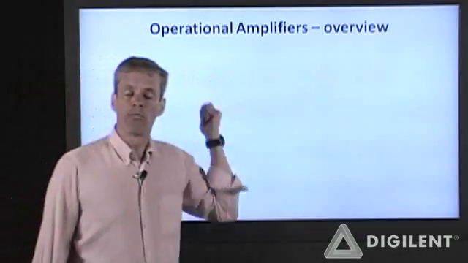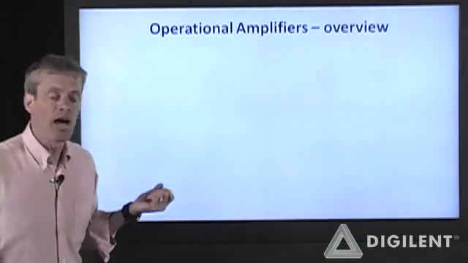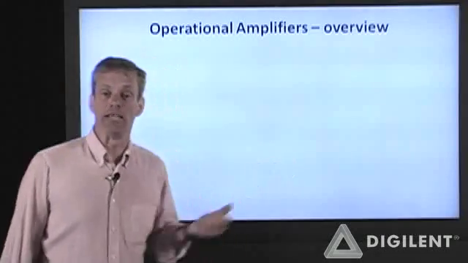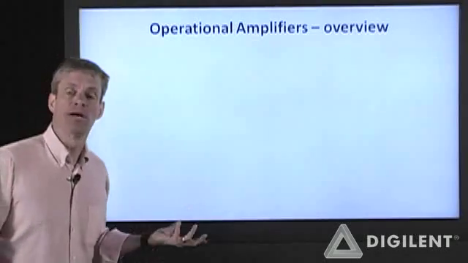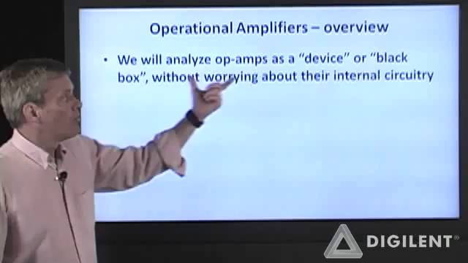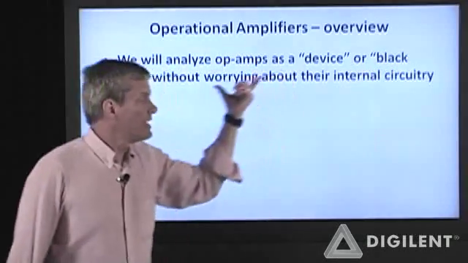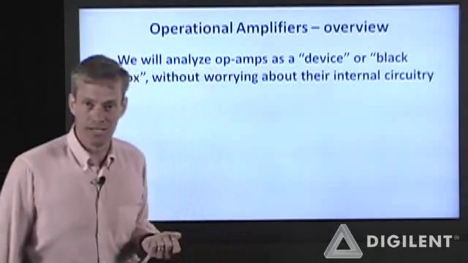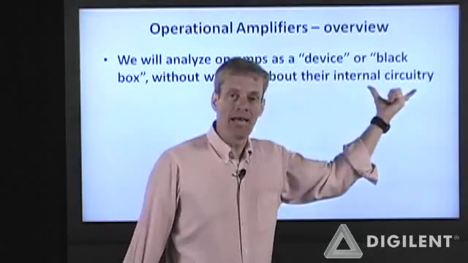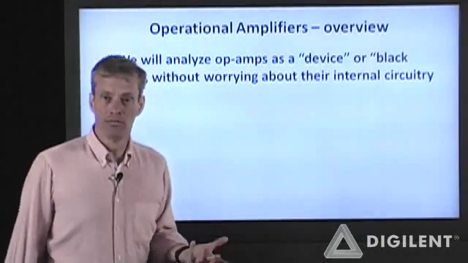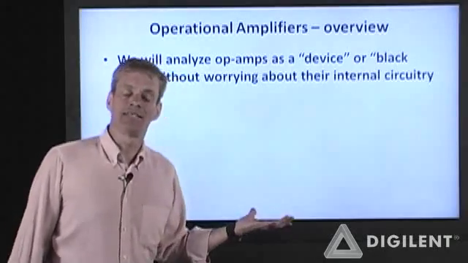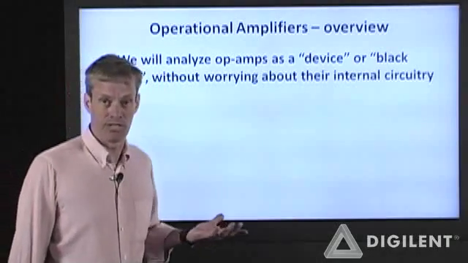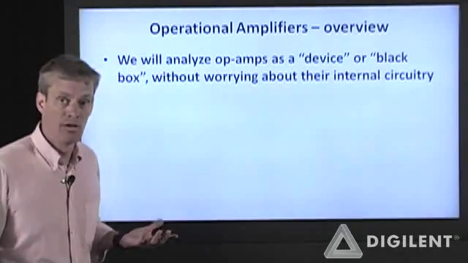Quick overview of operational amplifiers. We're going to think of operational amplifiers as a device, something that performs some task. So we're going to think of them as kind of a black box. There is a bunch of internal circuitry in these guys, but we won't be analyzing them on that level. They're going to be a black box that has essentially some input-output characteristic. That's all we care about.